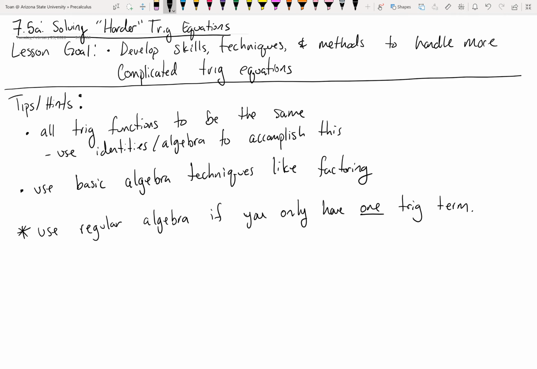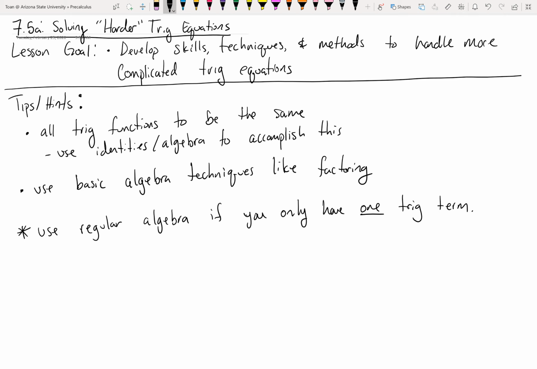I really wanted us to practice getting a feel for the idea of plus pi k or plus 2 pi k. So 7.5 will be devoted to more the algebra side of the solving. What type of techniques or skills or little methods do we need to know in order to successfully manipulate trig equations?